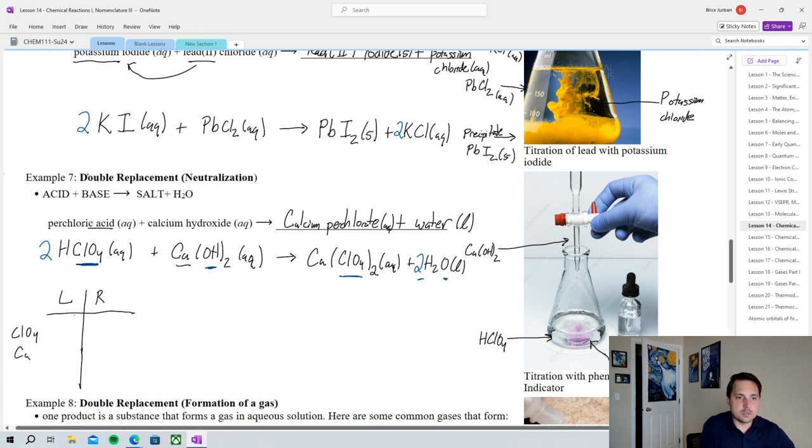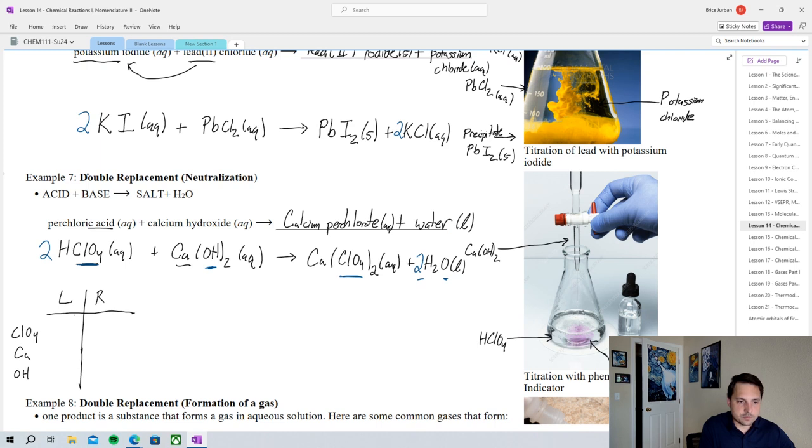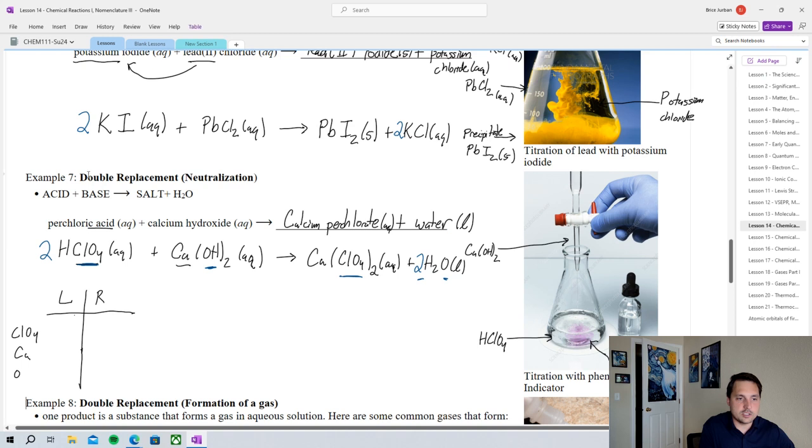I'll list the calciums. I'll list the hydroxides. And I guess we can list, I think, yeah, it's a little tricky. You might list the oxygens separately like this. So we have 2 chlorates on the left and 2 on the right, 2 calciums on the left and 1 on the right. And then for the oxygens here, there's 2 here, and then there's 2 over here, so from the water. So, okay.